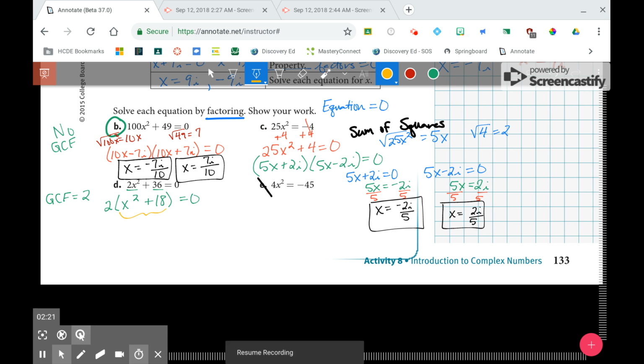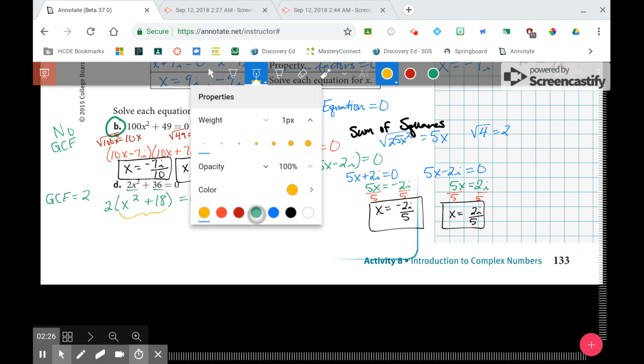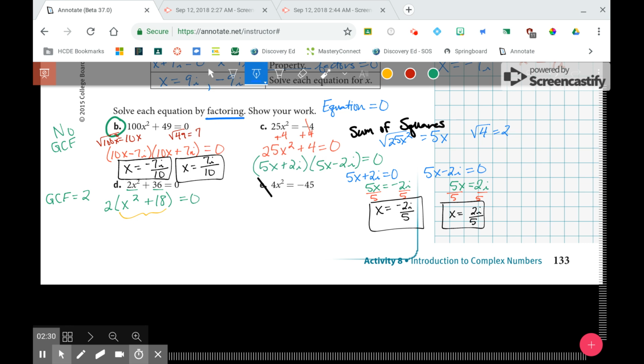You may notice that the square root of 18 is not a perfect square. So what we're going to do is let's just write it as square root of 18. So the square root of x squared is just x. But over here, square root of 18, for right now, let's just leave this as square root of 18. So the factors would be x plus square root of 18 times i. Notice that i is not underneath the square root.